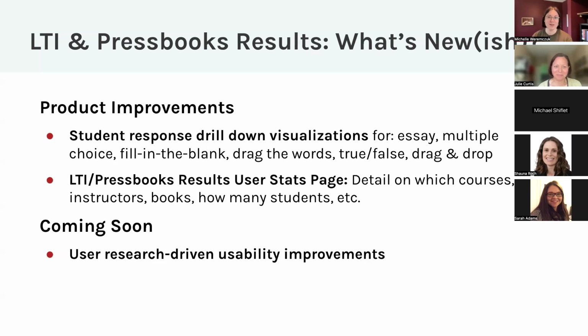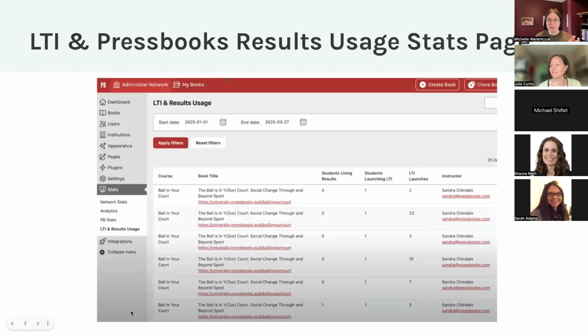Yeah, so along with the student response drill downs that Julie was just mentioning, you can now see the date and time of attempts of any question in the activity viewer, so that's something new. We've also been working on the LTI and Results usage stats page for network managers. Here you can see both a roll-up view of the LTI and Results usage across the network as a whole, and now newly, a more granular view about which courses and books are being used across the institution, who the instructor is, and data on whether students are using Results in the course or LTI, and specific numbers around that usage.